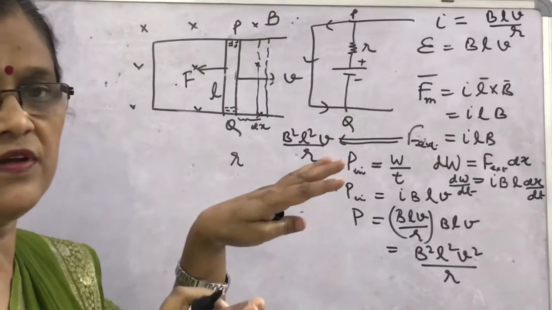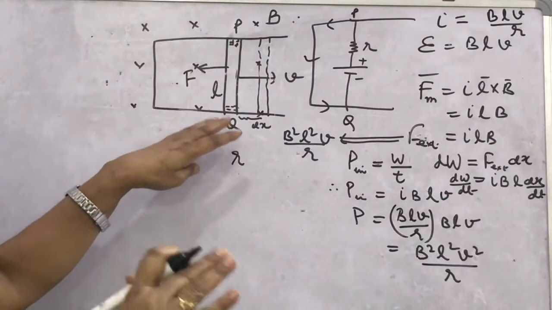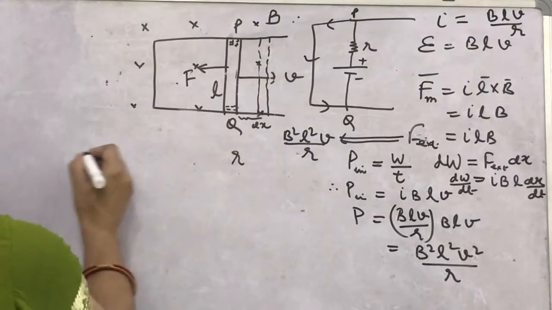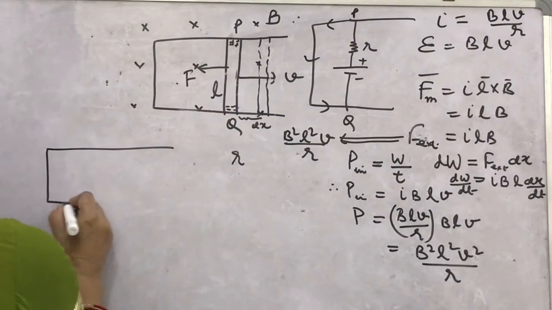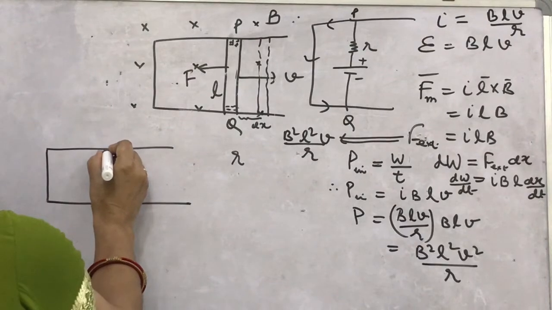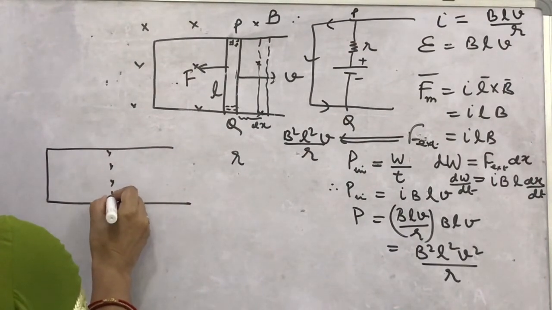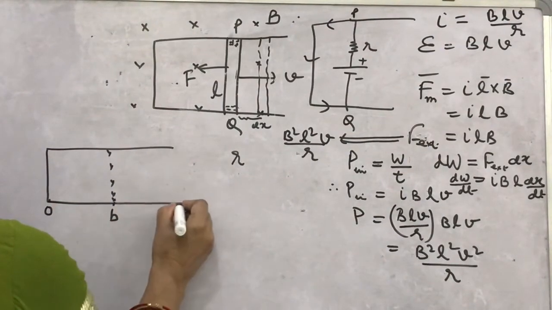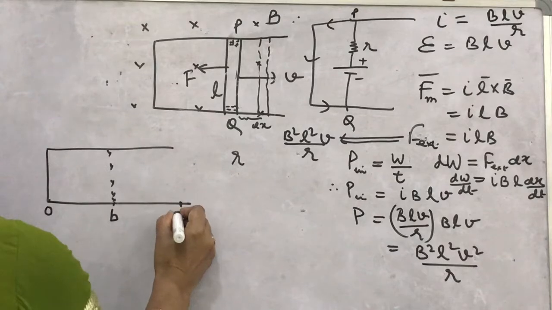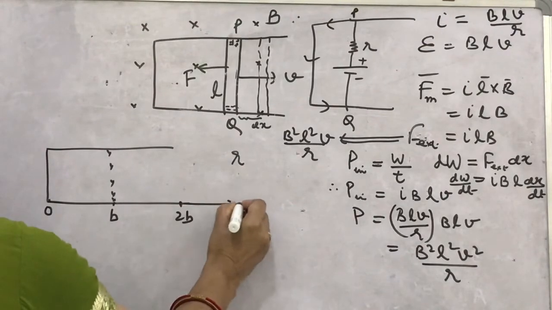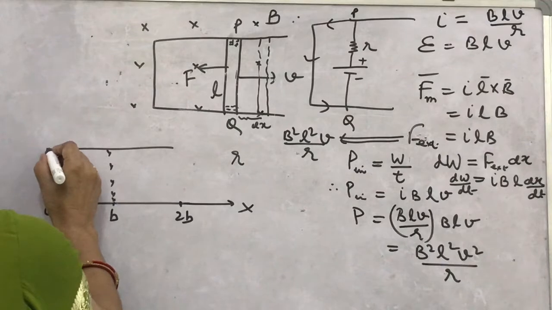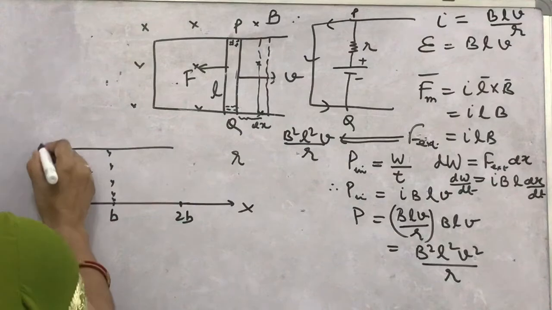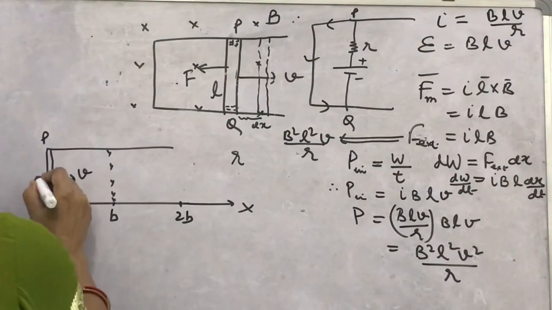because they are very important when a question is asked to draw the graph. One question is asked here: in such a field, this is the frame here, and the magnetic field exists till this distance. Suppose this distance is 0, the initial distance is b, then this distance is 2b, this is the x axis, and the rod is moving from the beginning in this direction with constant velocity v.